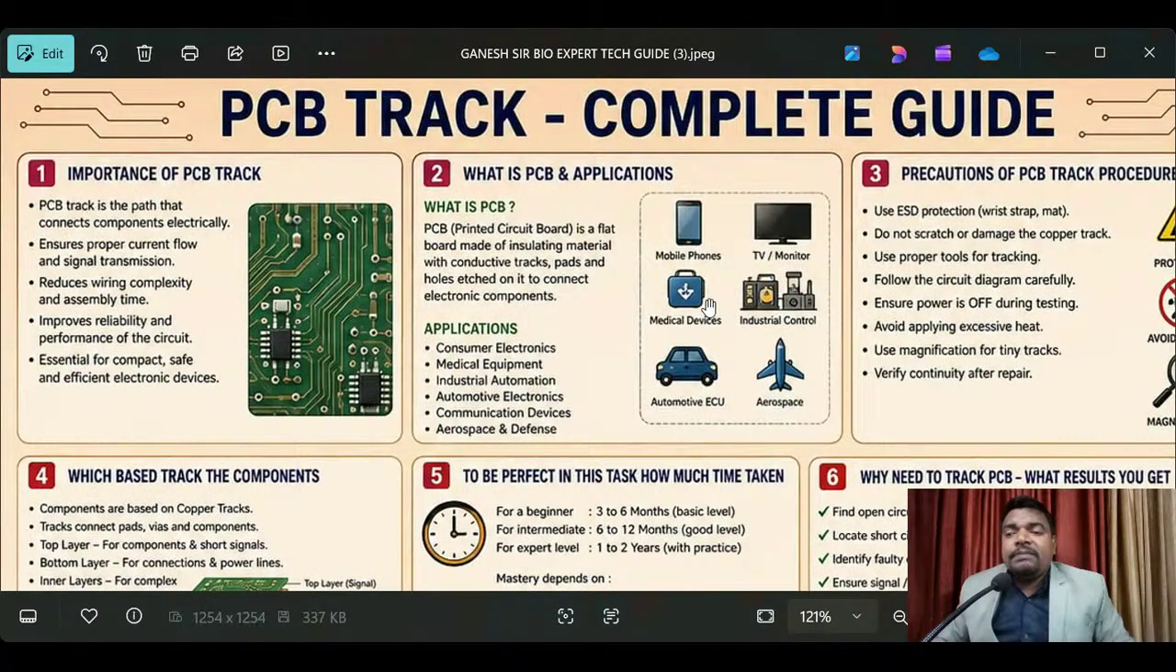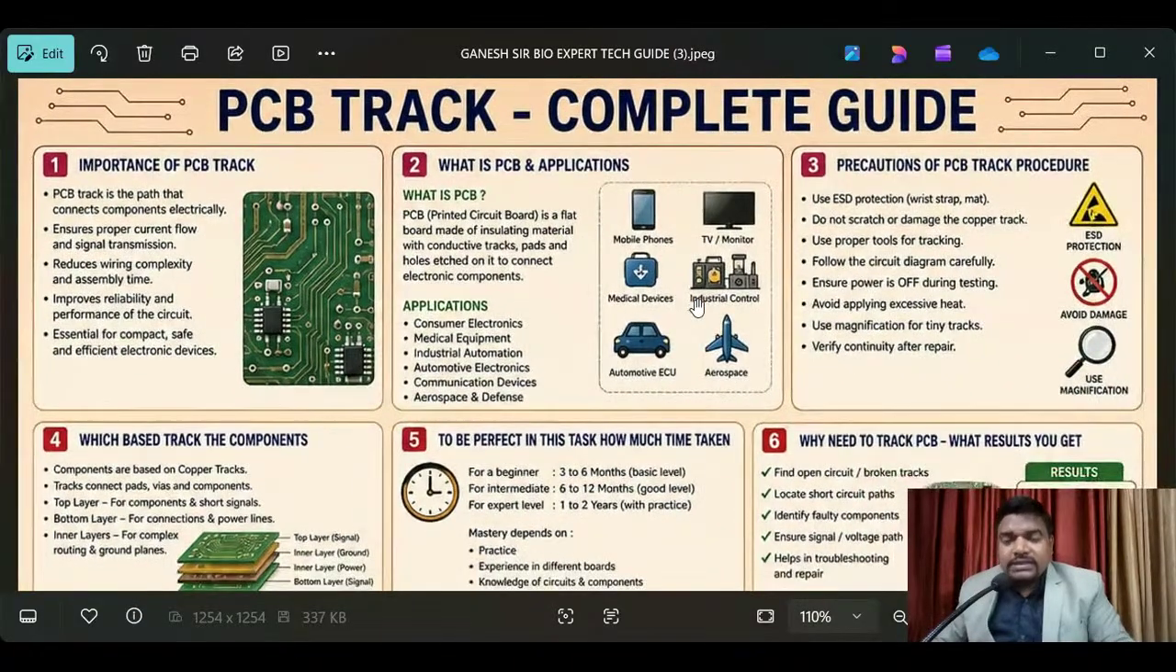Yes. So PCB track is complete. Next slide we will go, and this is going to be the final one.